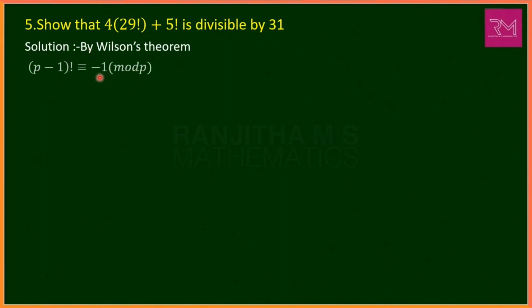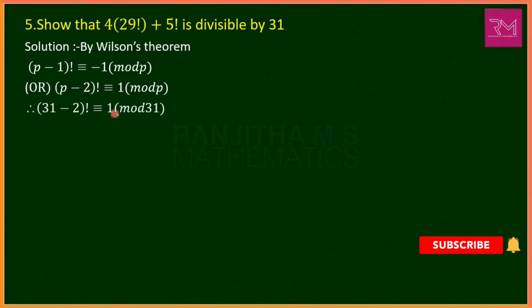So by Wilson's theorem we have (p minus 1) factorial is congruent to minus 1 under modulo p. Here we have 31, that value is p. Here we have 29 factorial. To achieve 29 factorial directly, I am applying another formula, that is (p minus 2) factorial is congruent to 1 under modulo p. Substituting p value 31, 31 minus 2 is 29, so we can directly obtain the value. We get (31 minus 2) factorial is congruent to 1 under modulo 31. 31 minus 2 is 29, so 29 factorial is congruent to 1 under modulo 31.